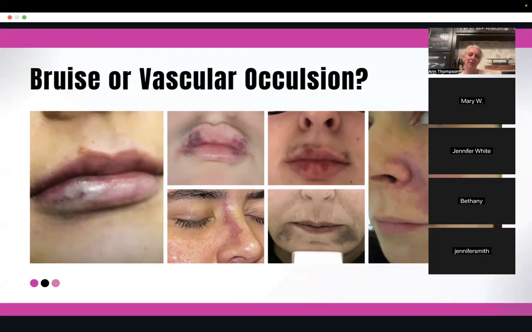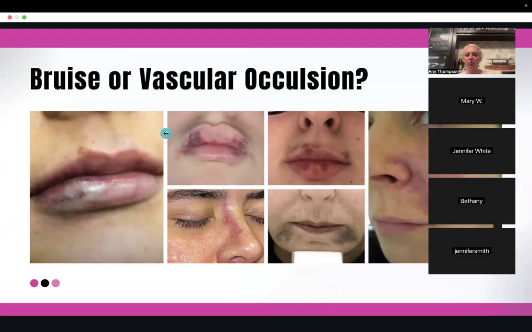Vascular occlusion. This is a VO. This is a classic and most likely intra-arterial VO. They have most likely hit the inferior labial artery when they were injecting. This is going to be a stage 1 VO, so they simply only have blanching. So, stage 1 vascular occlusion.